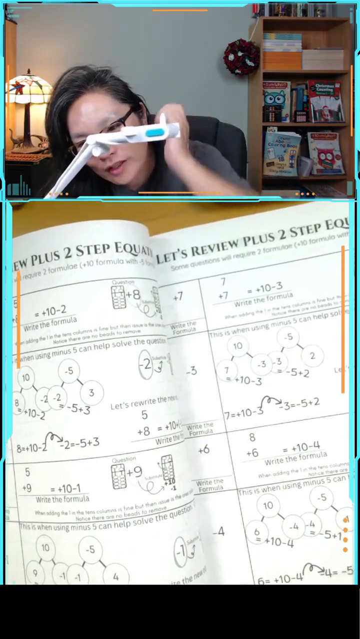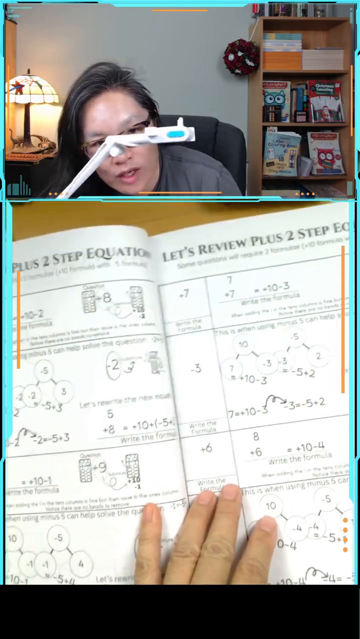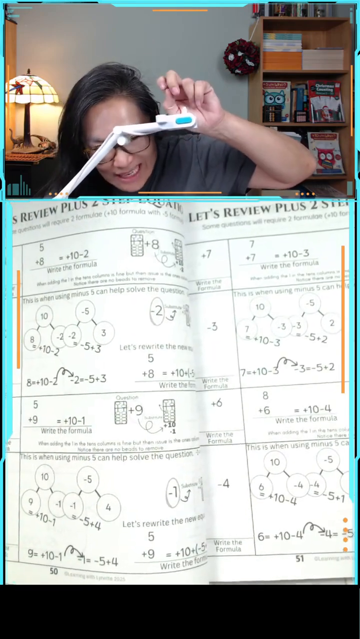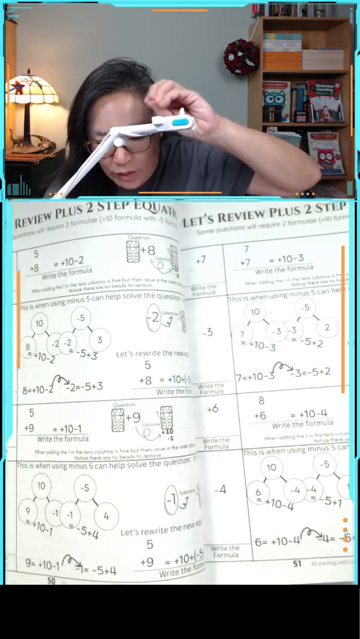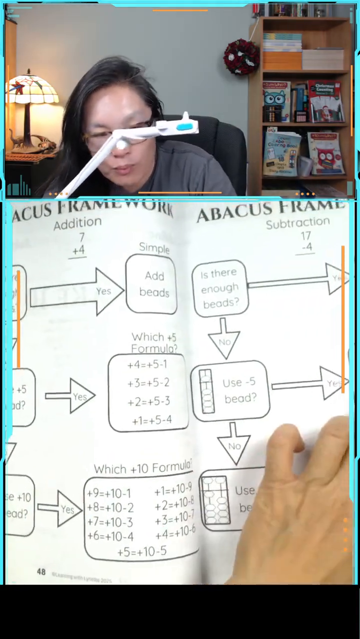Okay, so this is what I call a two-step equation. A two-step equation means that we're going to combine the plus 5 and the minus 5 together, like we Tetris our way through. Because what I do is the plus 5 and minus 5 are building blocks.